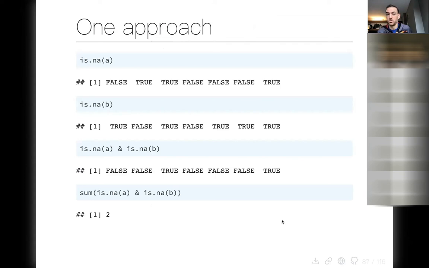is.na on A, we get some trues and falses. is.na on B, we get some trues and falses. So then I just say is.na(A) & is.na(B). And then this will return only true when it's NA on both A and B. Okay, so true and false, that's going to return false. True and false, that's going to return false. True and true, that will return true. Okay, so then finally we just sum them.